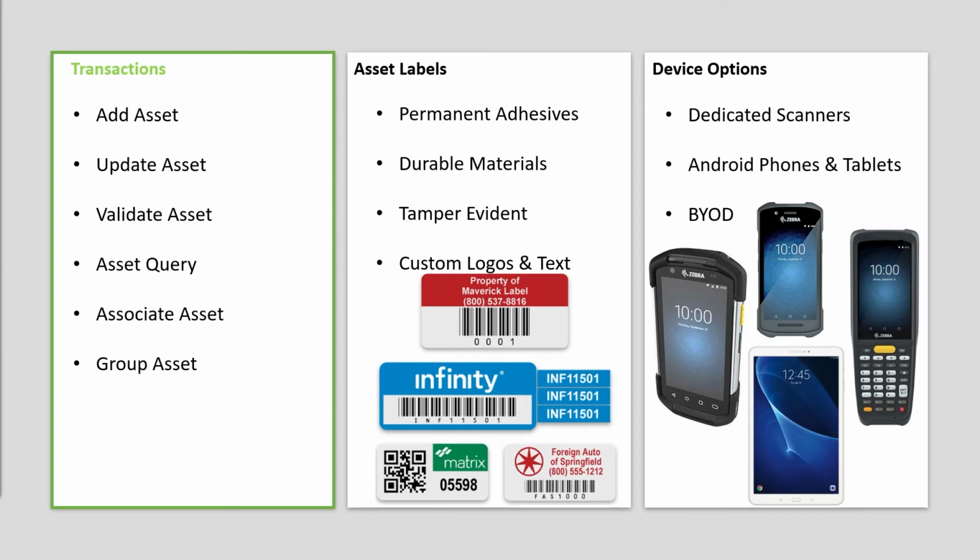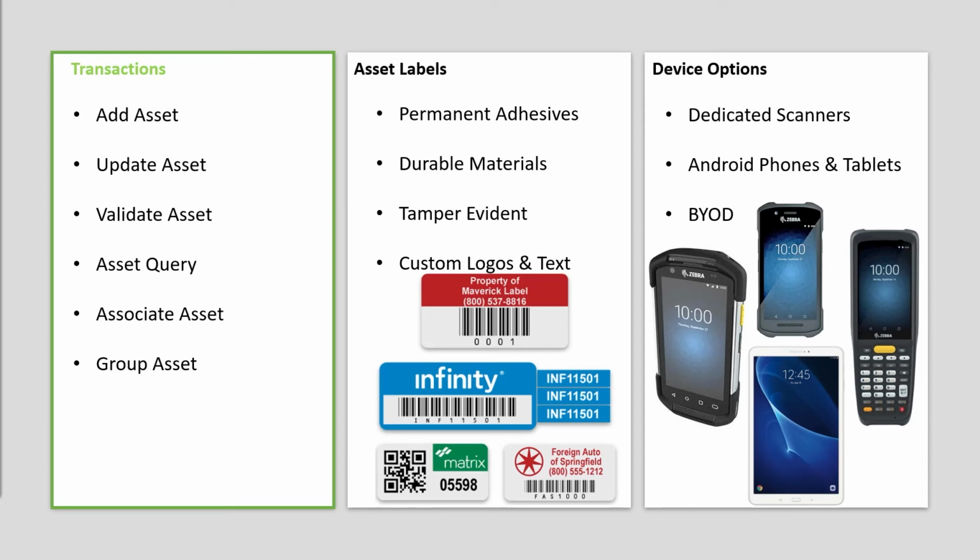The validate asset transaction acts as a physical inventory of a location, allowing a user to confirm that the assets in a bay or an area are all appropriately managed and updated within Dynamics GP. Asset query allows a user to select an asset by entering or scanning the tag to see all of the relevant information on the scanner.